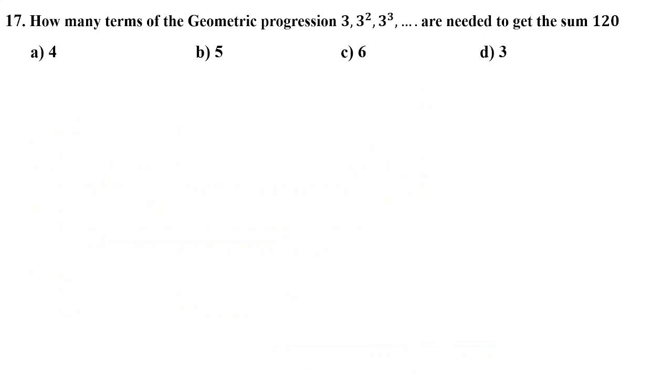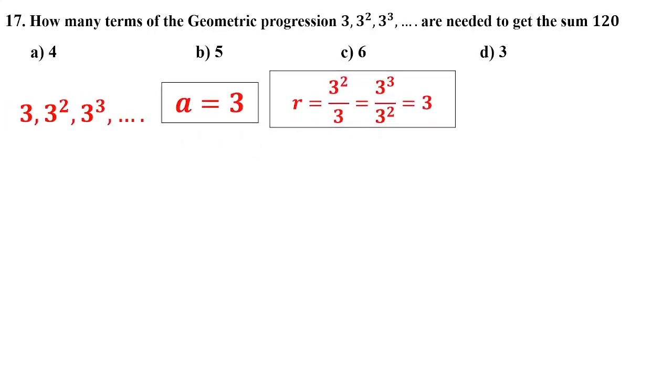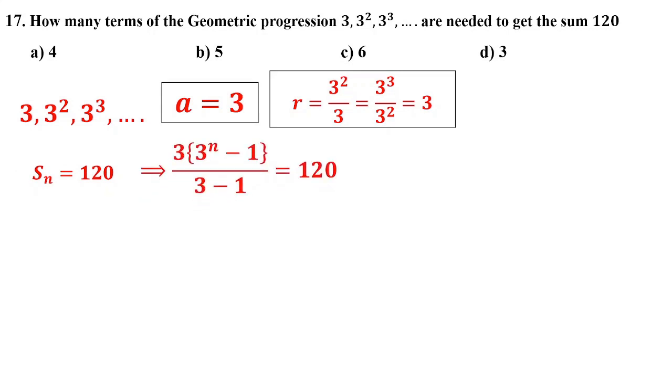Question number 17. How many terms of the geometric progression are needed to get the sum 120? Let us find out what is a. A is 3 and r is 3. 3 square by 3 and 3 cube by 3 square and so on. Therefore, we have to use the formula for Sn. It is a into r power n minus 1 by r minus 1.